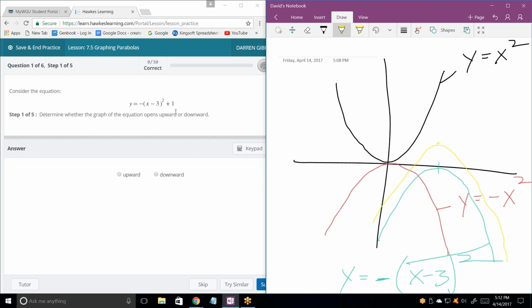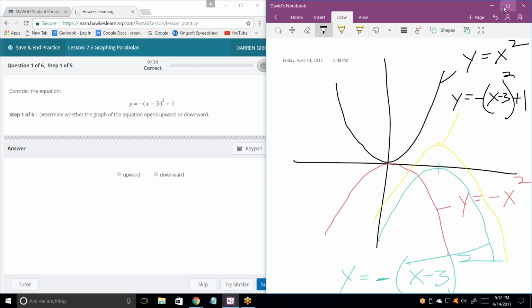It's fine. That's the final curve. That curve is y equals minus, because it's been reflected, it's been horizontally shifted, and it's been vertically shifted up 1.